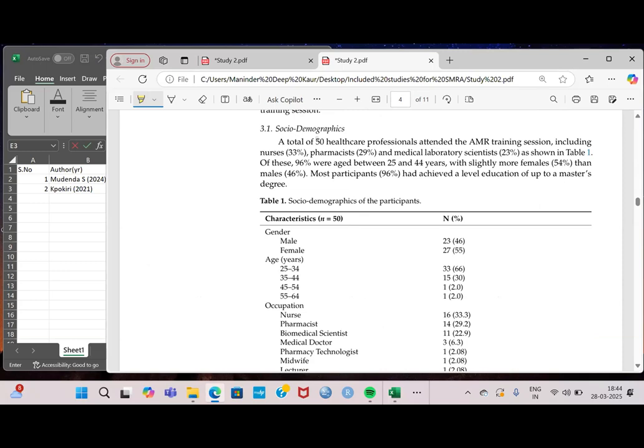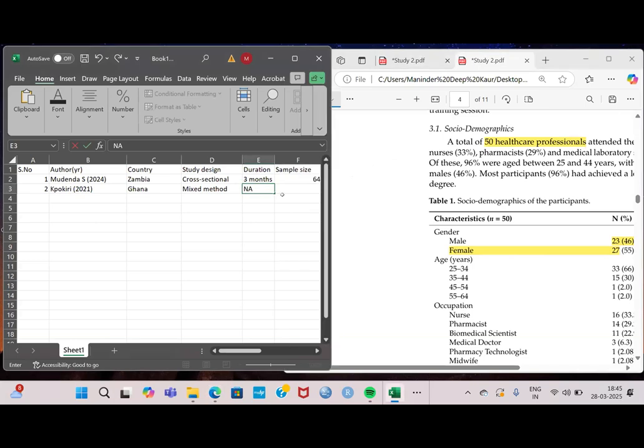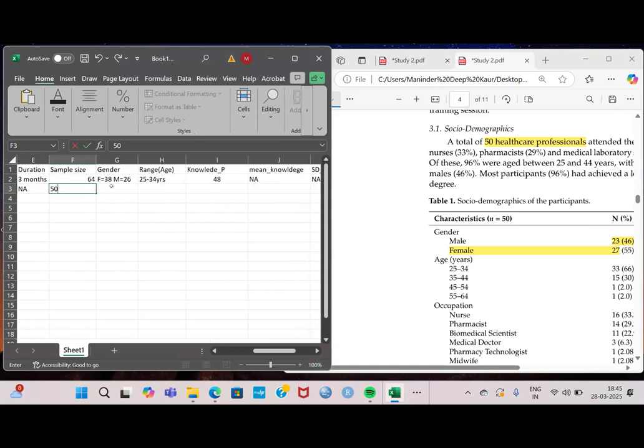Next is the sample size. How many samples have they collected? See, a total of 50 healthcare professionals. Yes, that is my sample size. Male is 23 and female is 27. So I have to enter this in my Excel sheet. Sample size is 50, female is 27 and male is 23.